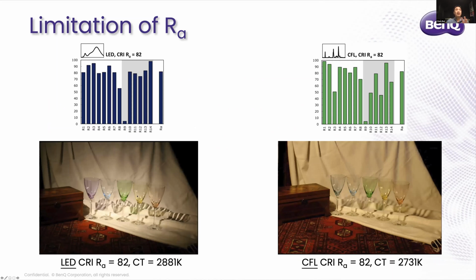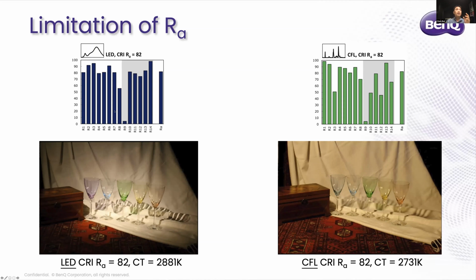here, the light sources themselves are all calculated to have RA of 82, okay? These are all 82. But when you look at the quality of the light or the color appearance of these two photographs, they are very, very different, okay? You can see this is an LED light source. This is a CFL, compact fluorescent light, okay? For the LED, you can see very, very bright light, but it's a spotlight. For the CFL, it's like a floodlight, but it's less bright, okay?